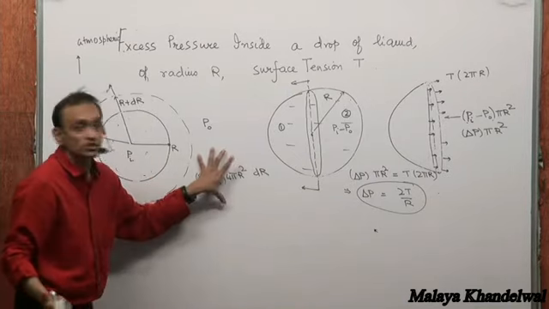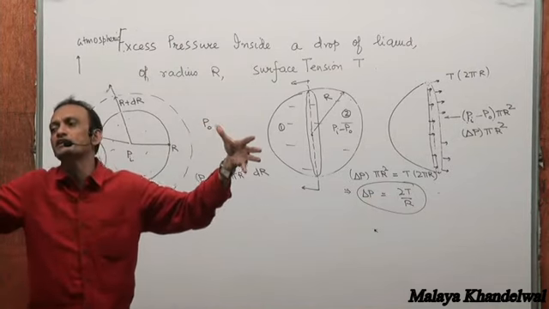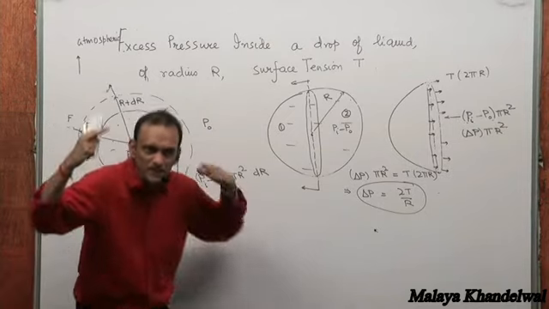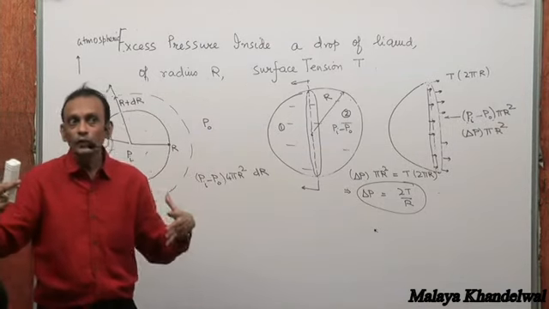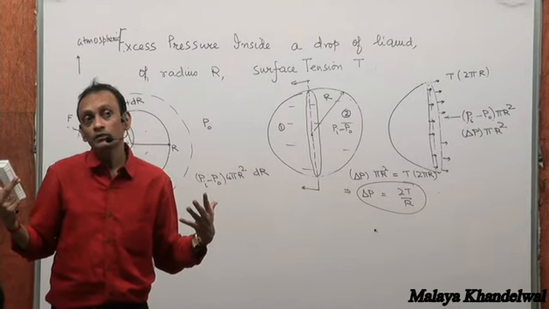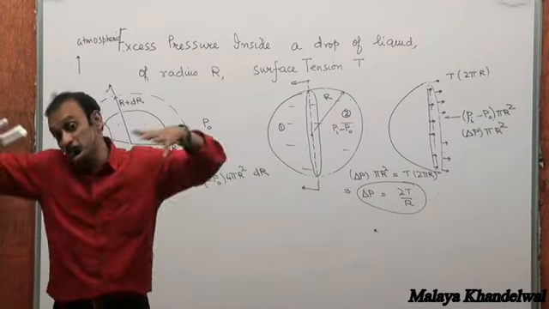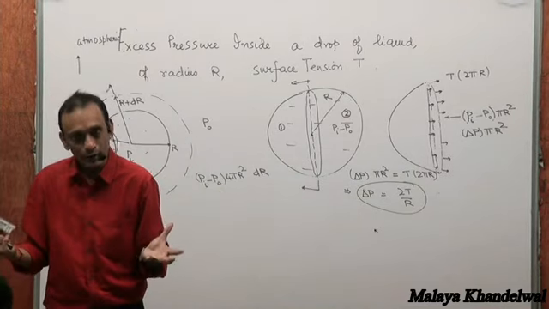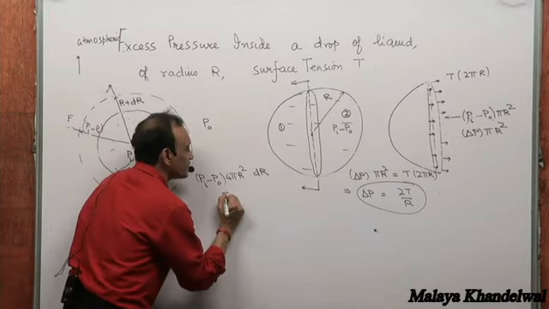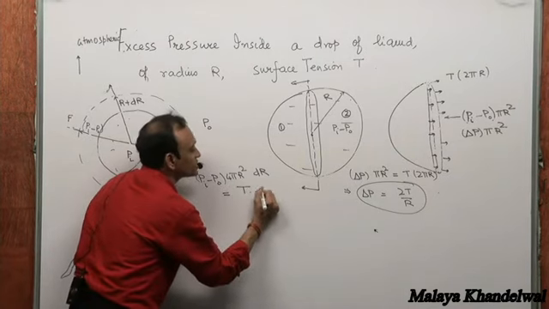So if this force is doing work by radially expanding the boundary of the spherical drop, then this must appear somewhere. Where could it appear? It must appear as change in surface energy, because the surface area has changed, isn't it? So this must manifest itself as change in surface energy. Change in surface energy is what? Surface tension into change in area.